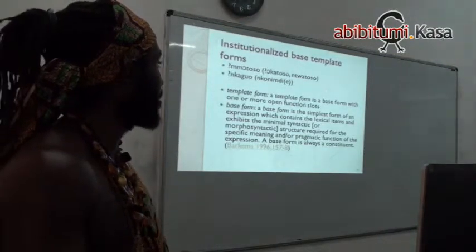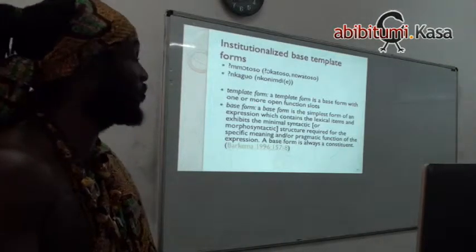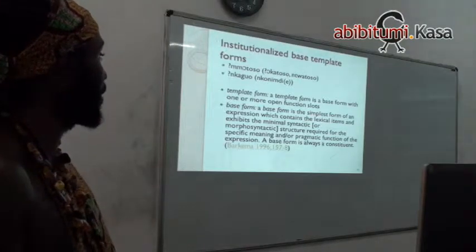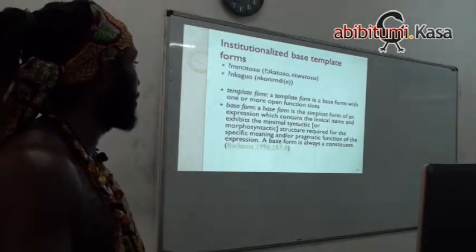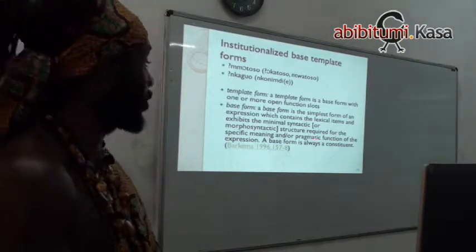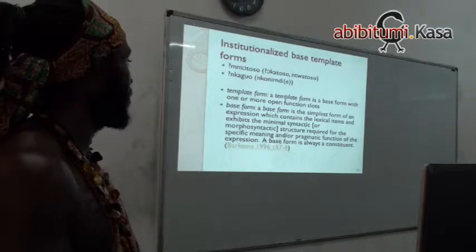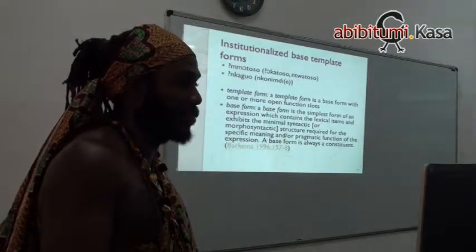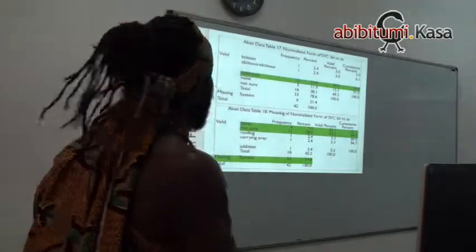So a template form is a base form with one or more open function slots. A base form is the simplest form of an expression which contains a lexical item and exhibits the minimal syntactic or, in this case, morphosyntactic structure required for the specific meaning and or pragmatic function. The base form is always a constituent. So what are we talking about here?